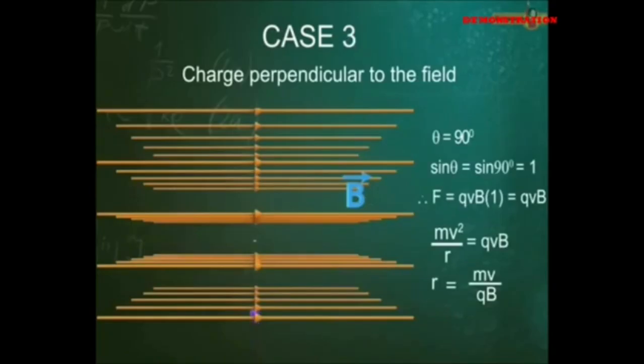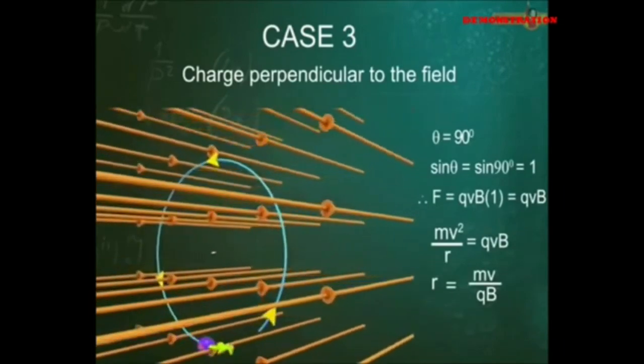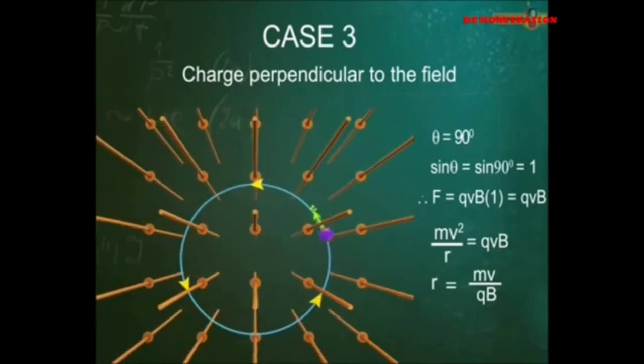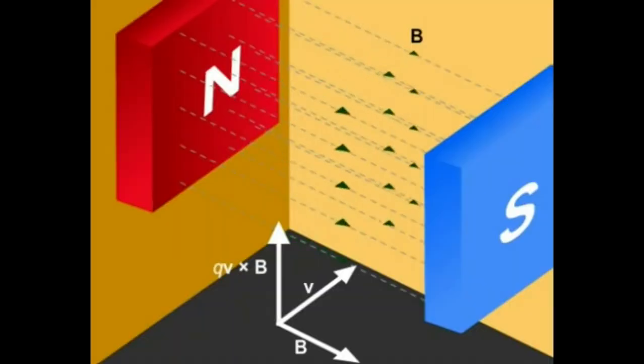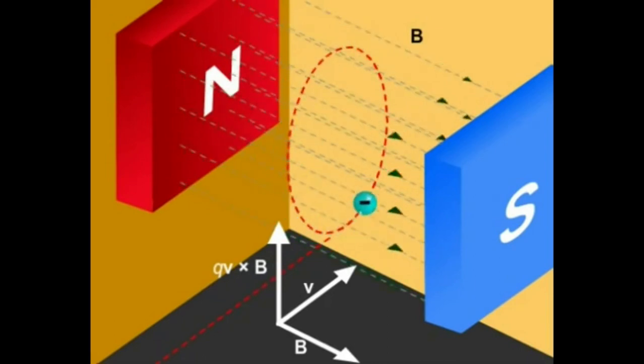More generally, whenever the force stays at right angles to the velocity, the result is uniform circular motion. And that is exactly what magnetic fields do. Because the cross product causes the force to always be at right angles to velocity, the particle always moves in uniform circular motion.